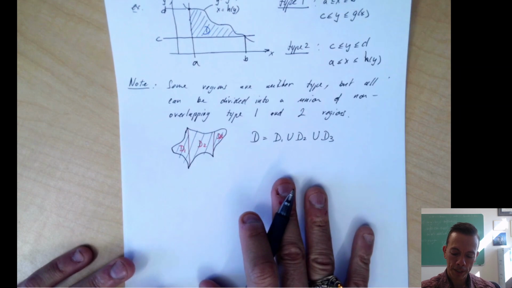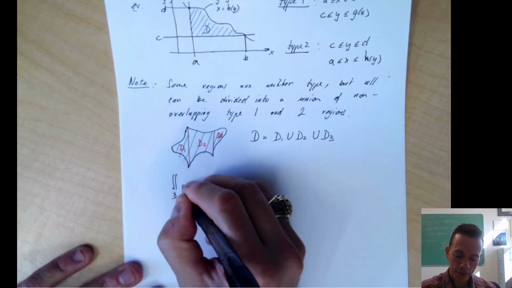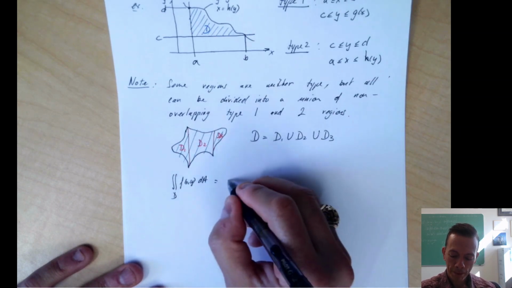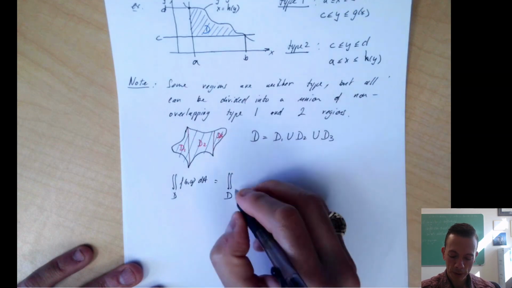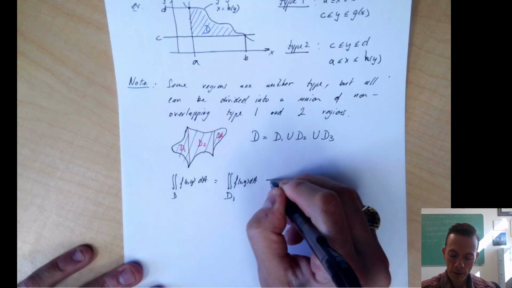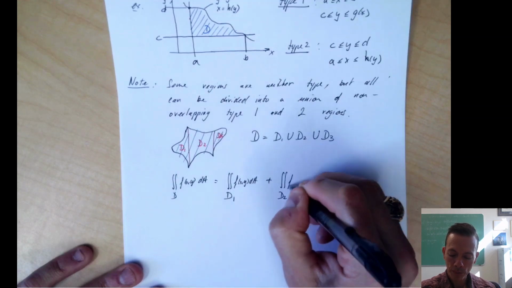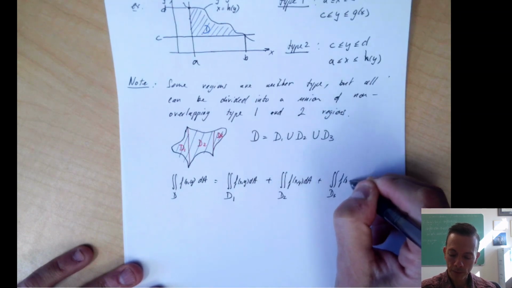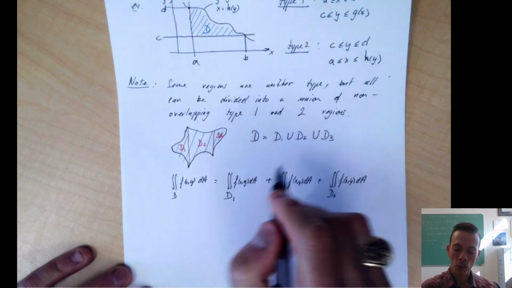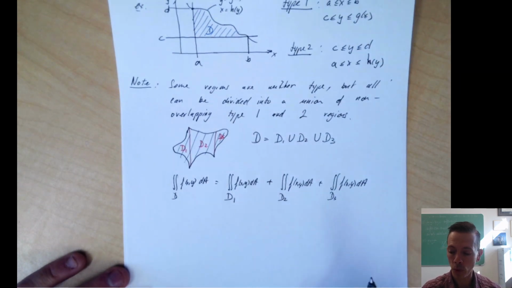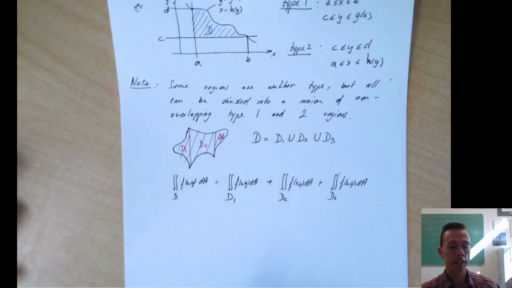So if you want to find a double integral of a function over the whole domain, you write it as a sum of 3 integrals over the subdomains: D1, plus the double integral over D2, plus the double integral over D3. No matter what geometry you have for D, you can always split it into type 1 and type 2. So all you have to know is how to do type 1 and type 2 integrals, and you can integrate any geometrical shape that you may ever encounter.